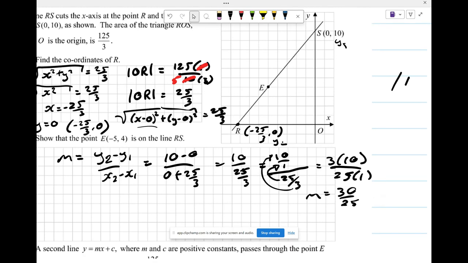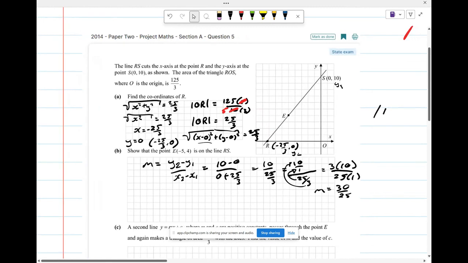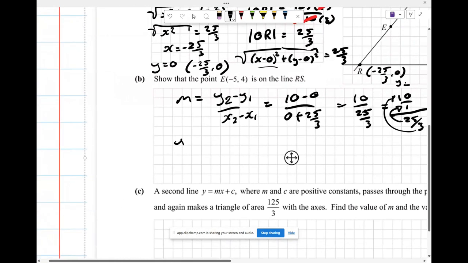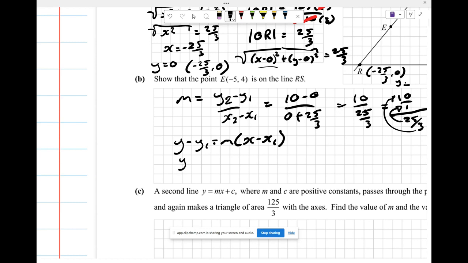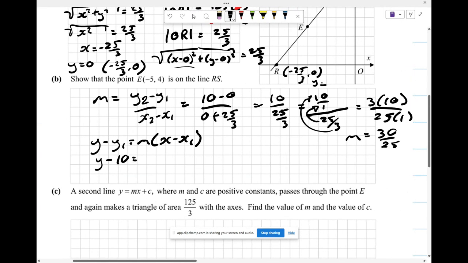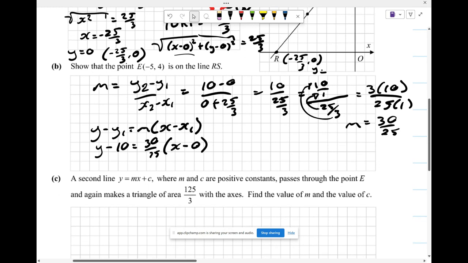So our slope is going to be 30 over 25, and let's just use our point 0, 10, so we can put this into our equation. y minus y1 equals m times x minus x1. So it's going to be y minus 10 is equal to 30 over 25 times x minus 0. So y is going to be 30 over 25 x plus 10.